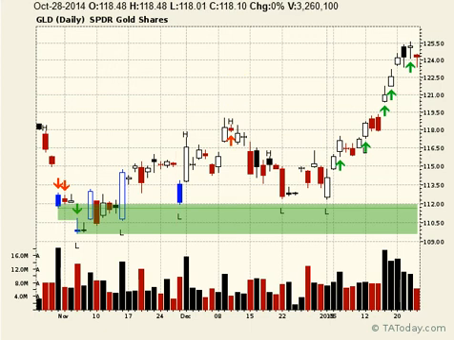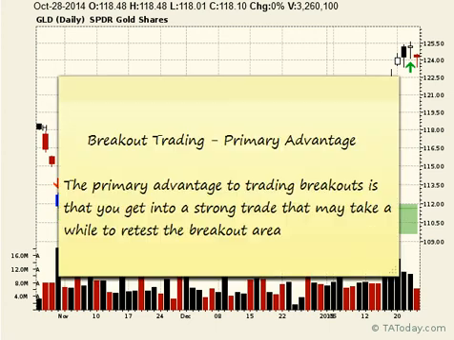That's the main advantage of buying that breakout trade. And so, when I'm talking about breakouts, and when you want to do it and when you don't want to do it, that's when you want to do it.